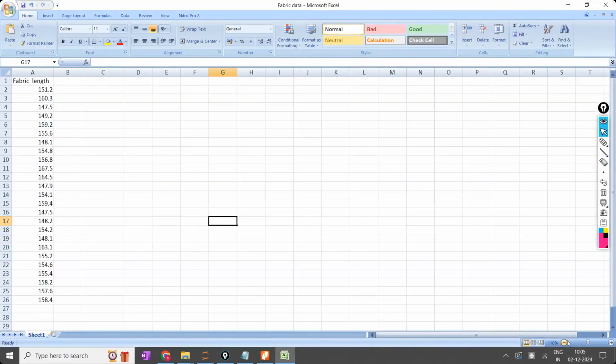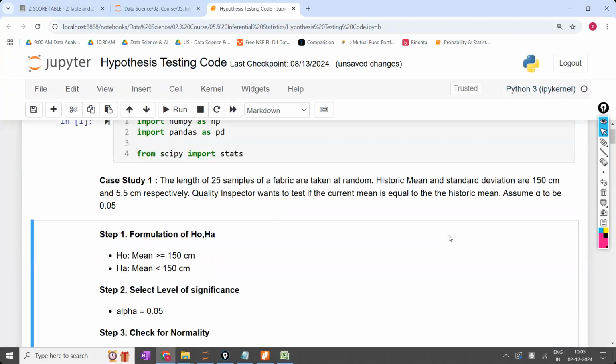The first fabric he selected, he measured 151.2. He can't measure all the fabrics in the shop. Everything he can't measure. So he selects any 25 samples randomly, and for everything he has measured. Now, after measuring this, what is the question?